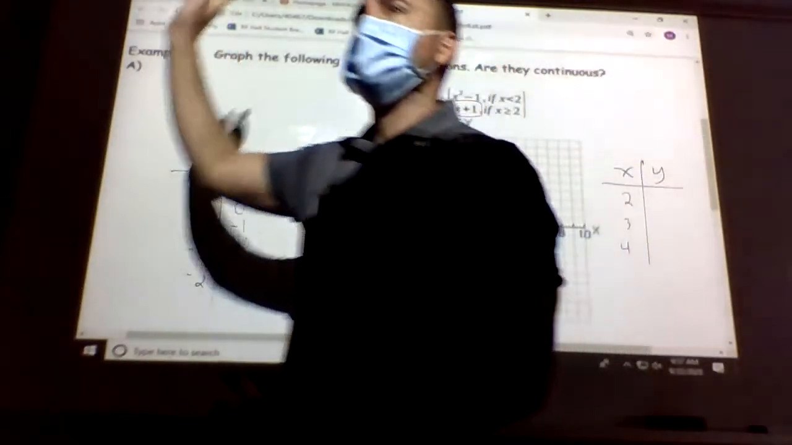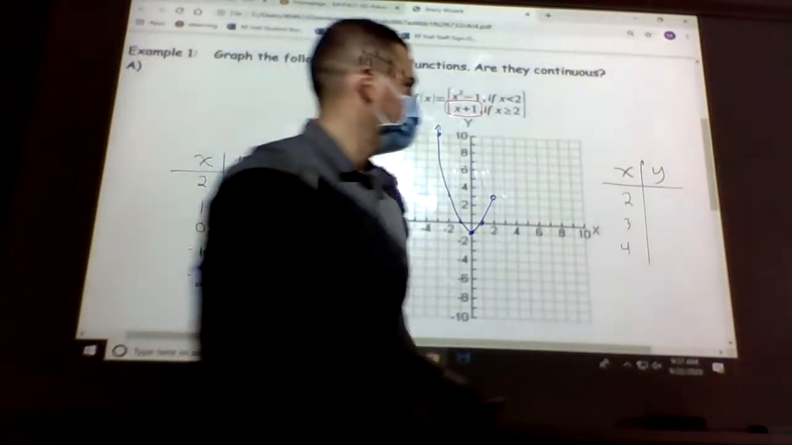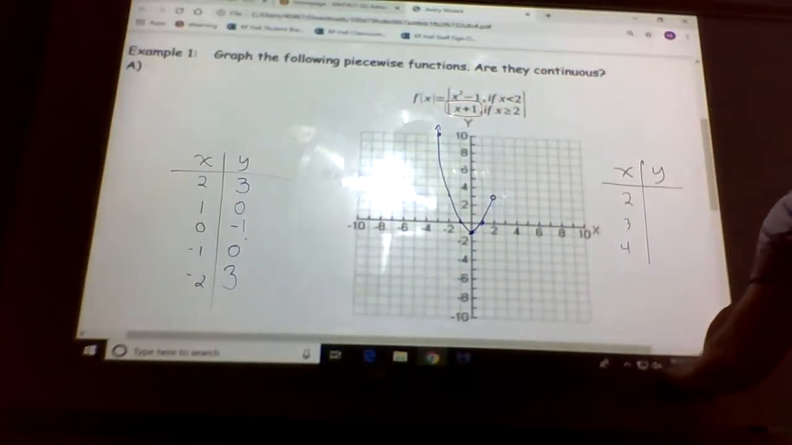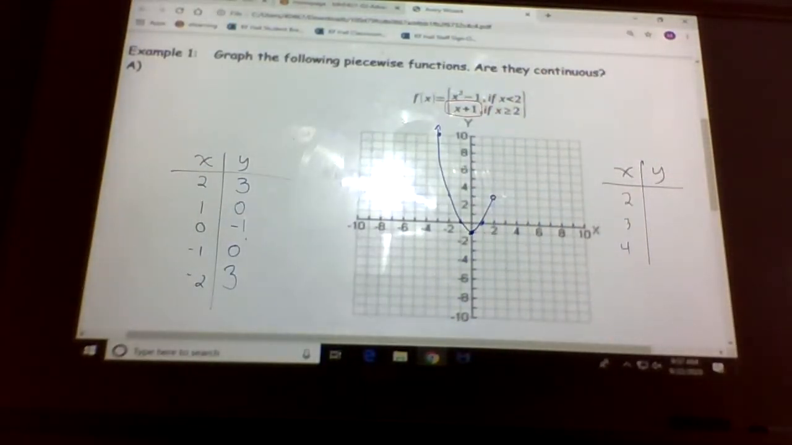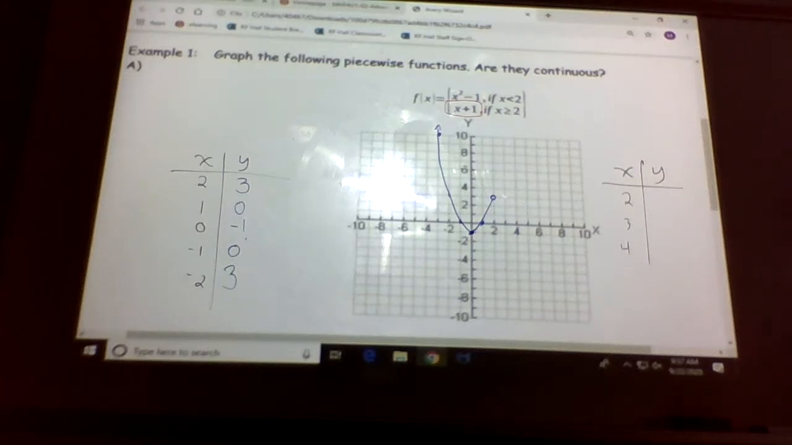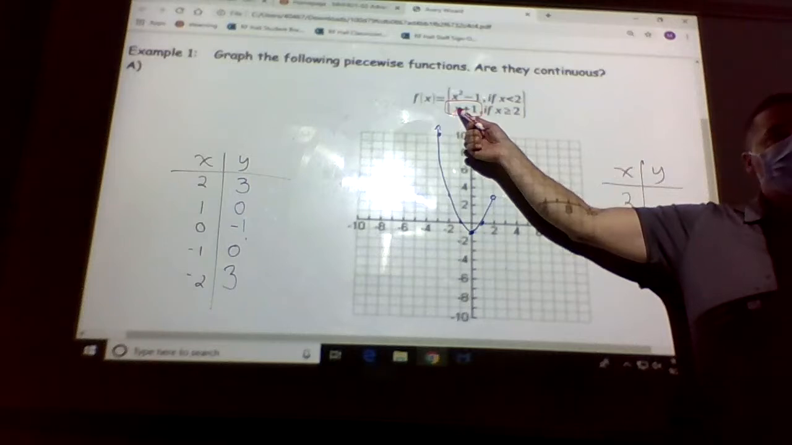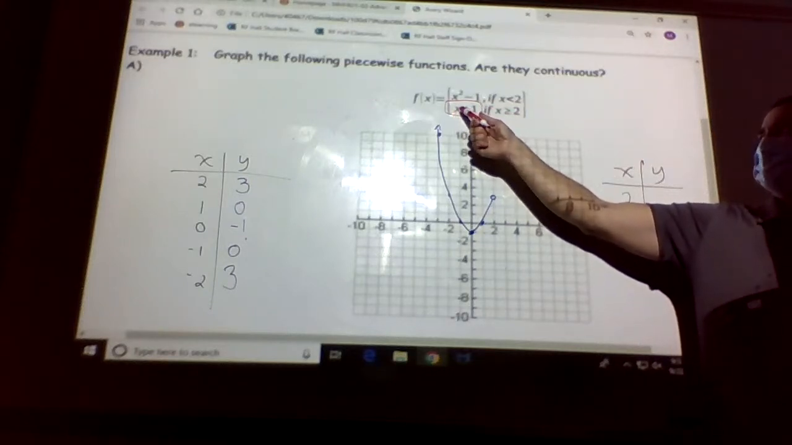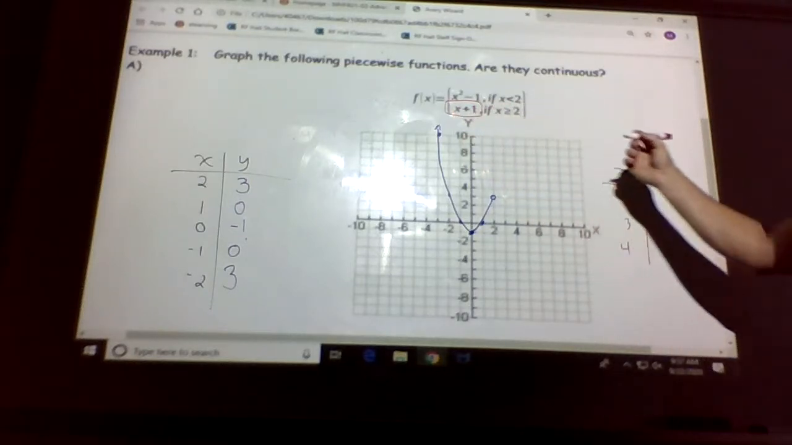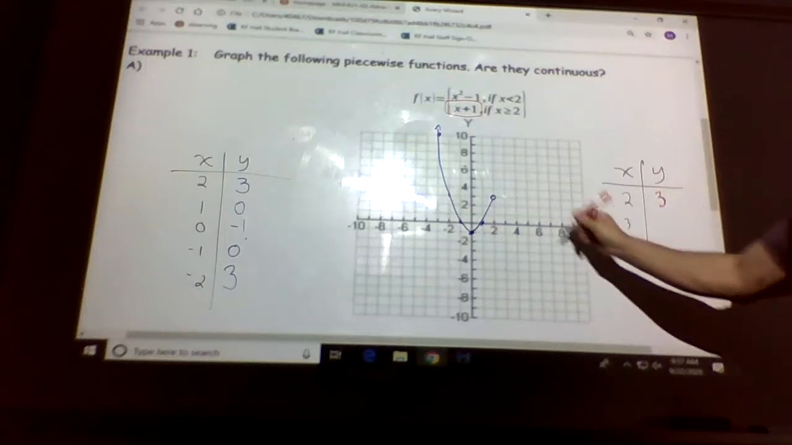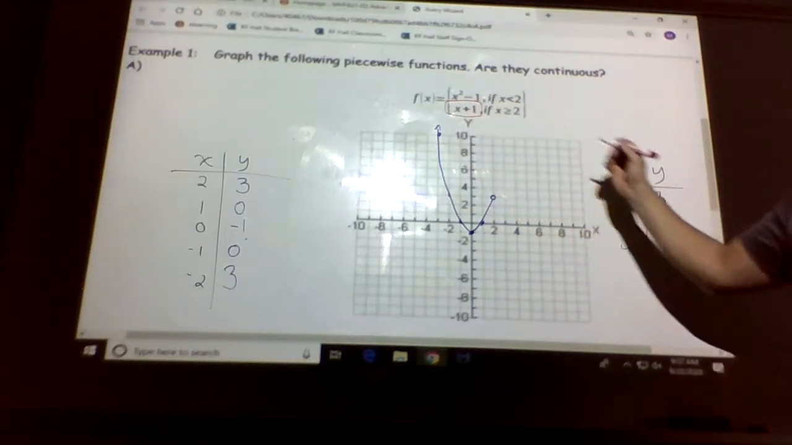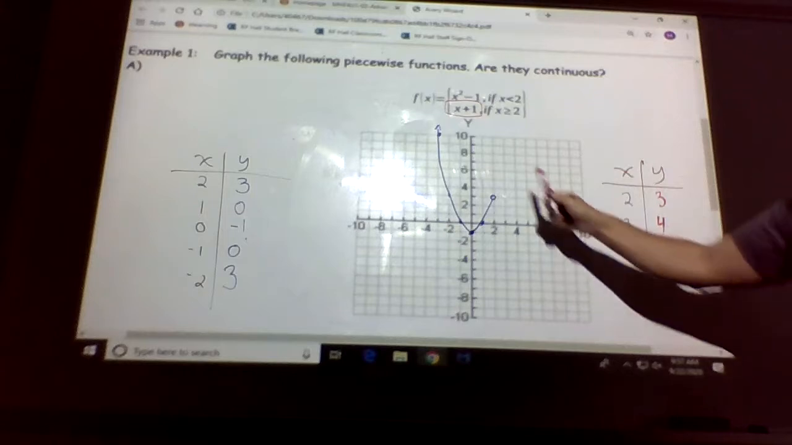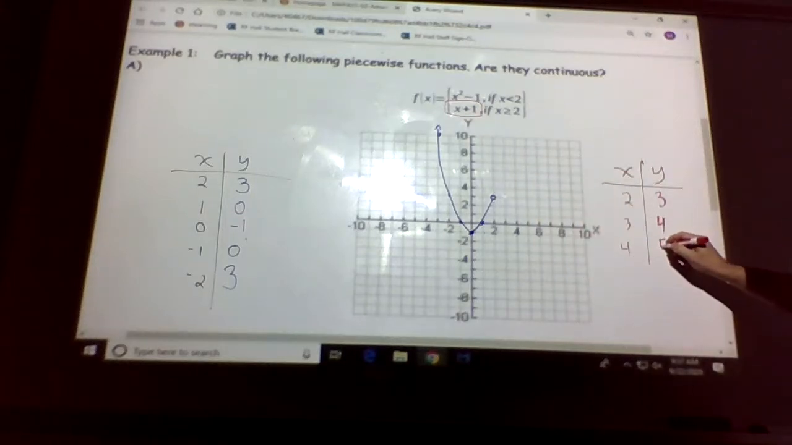Since it's linear, it'll just be the same pattern. Okay, if I plug 2 into the equation, so I have 2 plus 1 gives me 3, good. If I plug 3 into the equation, 3 plus 1 is 4. And if I plug 4 in, I get 5.